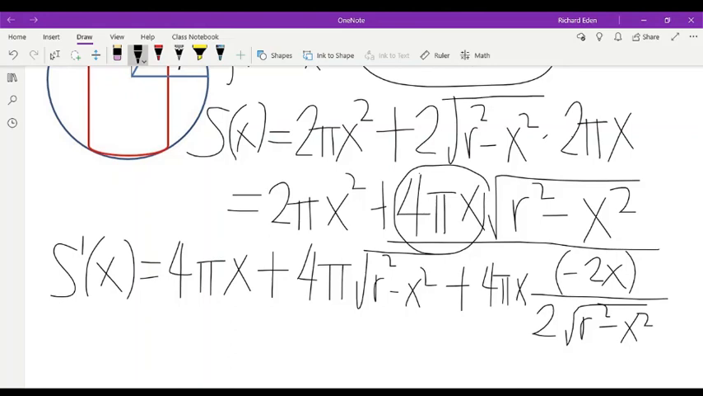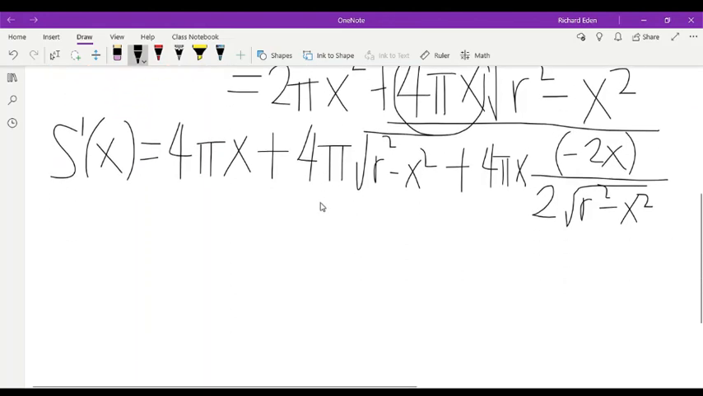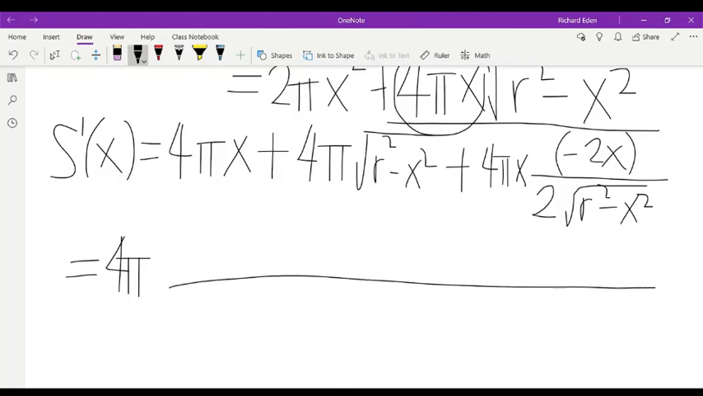All right, so here's what we have. You could clean this up a bit. I see 4 pi is a common factor. All right, just algebra your way through this. 4 pi is a common factor, and then you have three terms. I'm going to combine all of them under the same denominator. That would have to be, after canceling this 2 here, this 2, and that 2, then the denominator is really now just going to be the square root of r squared minus x squared.